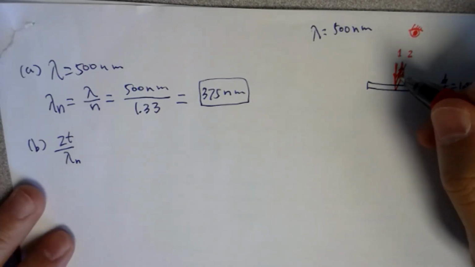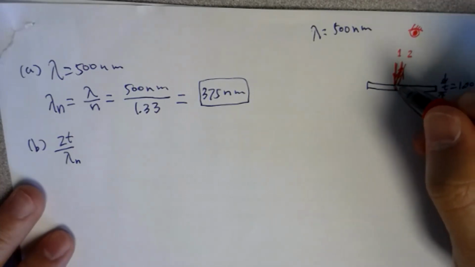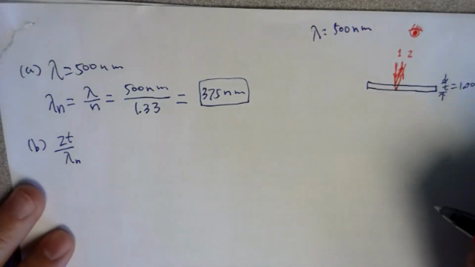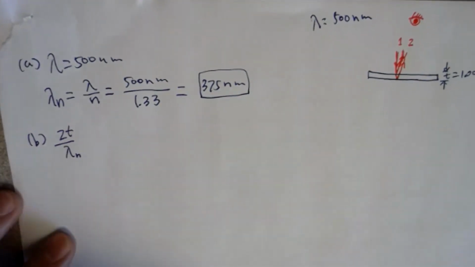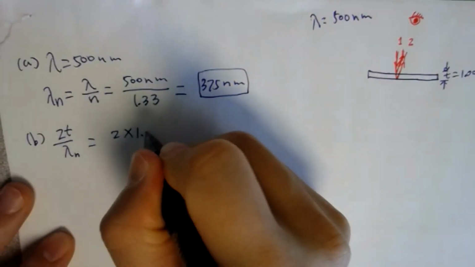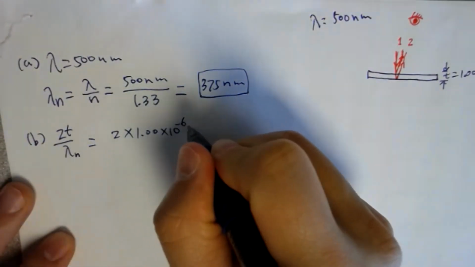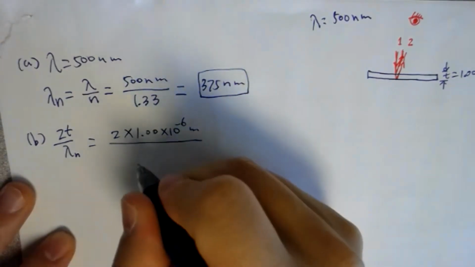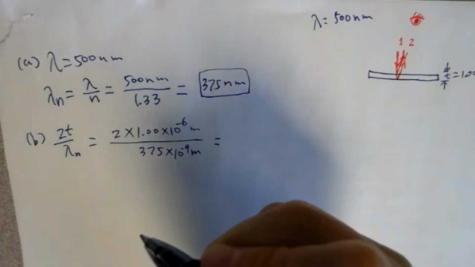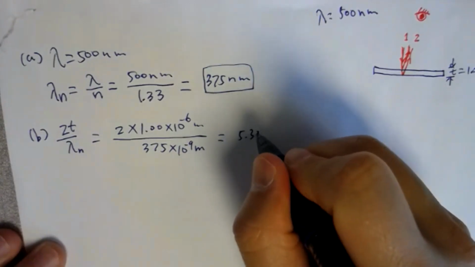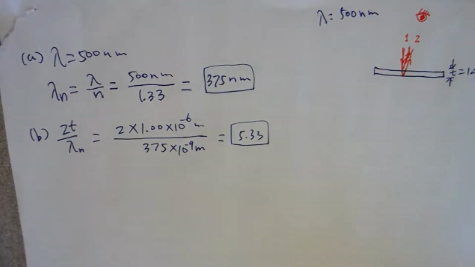For the path difference of these two, refracted wave one and wave two, the path difference is this 2t. Think of this as twice the thickness of the film. So that's where this 2t comes into play. So 2t over lambda is equal to 2 times 1.00 times 10 to the minus 6 meters, a micrometer, divided by 375 times 10 to the minus 9 meters. That gives you 5.33 wavelengths contained in that 2 times the thickness.